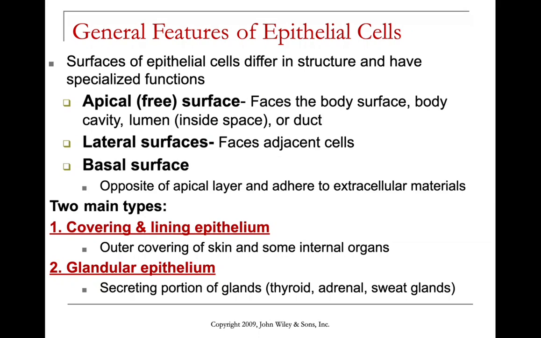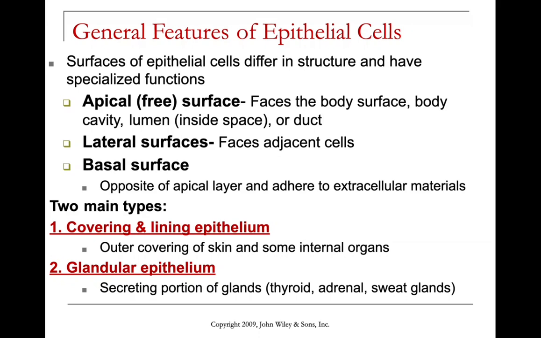So the surfaces of the epithelial cells differ in structure and have specialized functions. The apical or free surface faces the body surface, a body cavity, or the lumen, which is the space inside a duct. Lateral surfaces will face adjacent cells. And then the basal surface is going to be the opposite of the apical surface. It will adhere to extracellular materials.